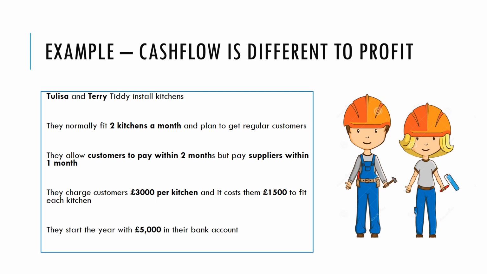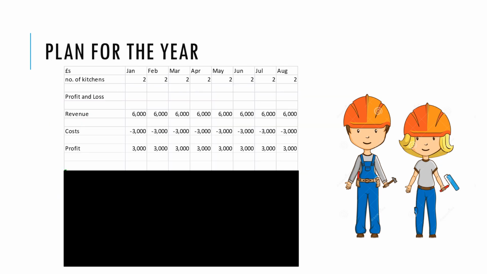They start their year with £5,000 in their bank account, and we're going to look at their profit and loss and their cash flow. So let's start off with their profit and loss, or their statement of comprehensive income. This shows us here that we're doing 2 kitchens each month throughout the year, and we can see that they charge the customers £3,000 per kitchen, so their revenue, price times quantity, is £6,000 each month. The cost of each kitchen is £1,500, and they do 2 per month, so the costs are £3,000. So each month, Talisa and Tiddy are recording a £3,000 profit.